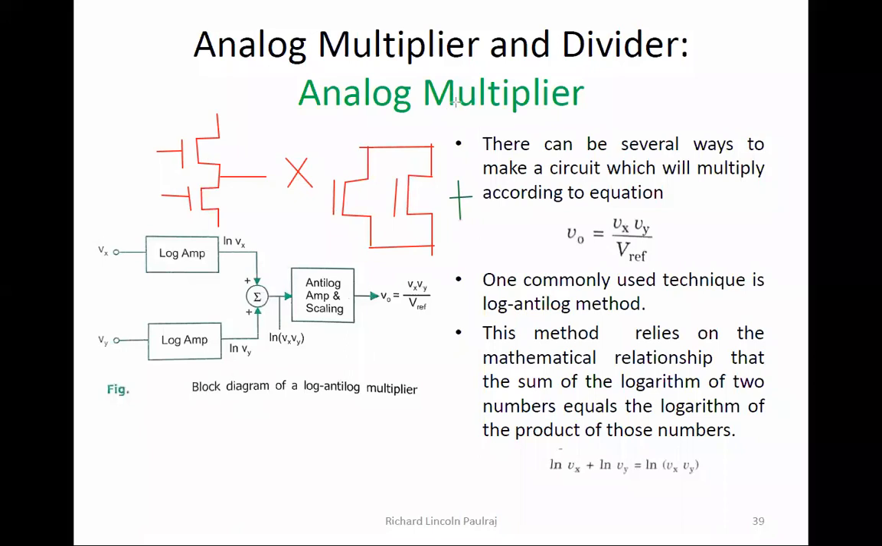So this is not the only way that we can make a multiplier circuit. There are many other ways using other technologies like NMOS, PMOS. One commonly used technique is the log anti-log method. Why am I using this log anti-log? Because there is kT by q, and then I'm dividing it, so there is a scale there, a scaled down version. So ultimately I'm using the log and anti-log method.